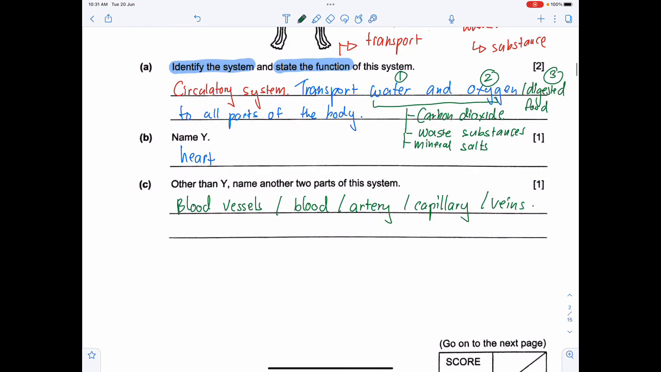Now, if you put blood vessels and artery, I would strongly recommend that you do not put these two as your answer if you have any choice, because you do realize that artery is a type of blood vessel. However, in this case, I've given you correct. I would much rather that you give me blood vessel and blood, because these two are very distinct. If not, then at least give me artery and capillary, because they are two different types of blood vessels.